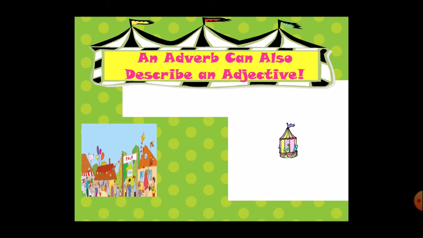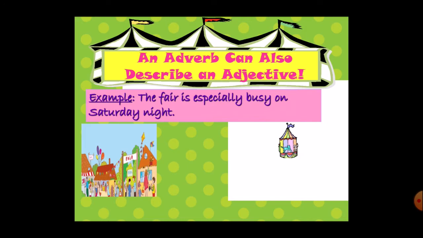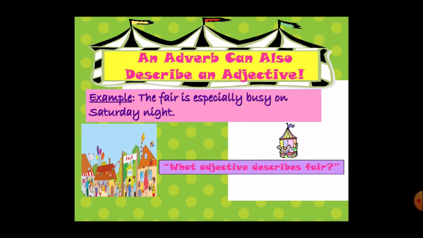An adverb can also describe an adjective. For example, the fair is especially busy on Saturday night. As you all know, an adjective describes a noun. So the fair is a noun. And what adjective describes fair? Busy. Busy is used as adjective, which is describing the word fair.